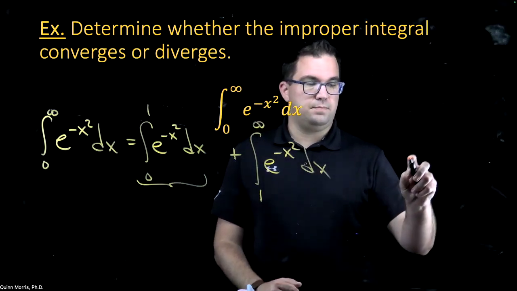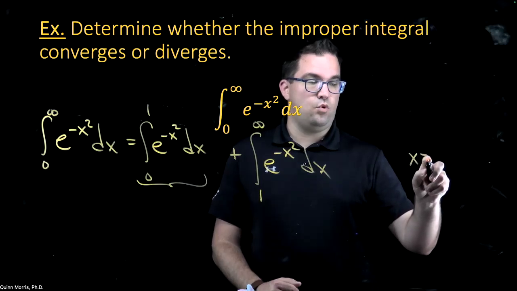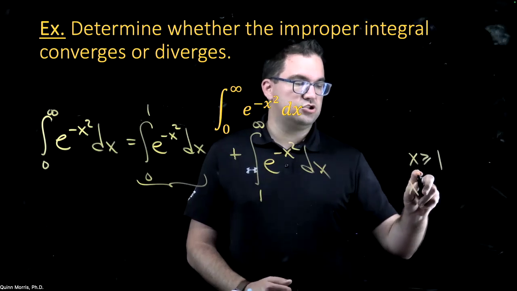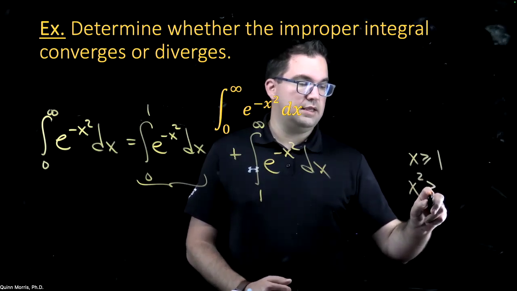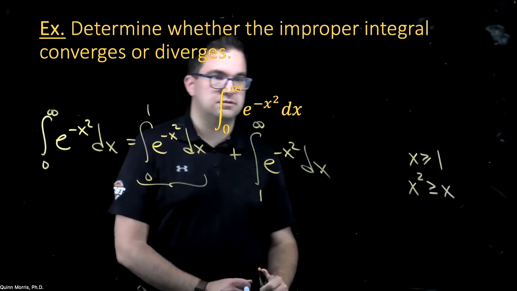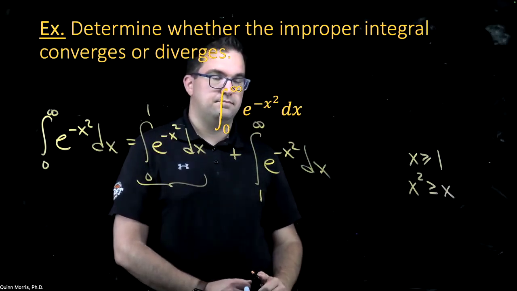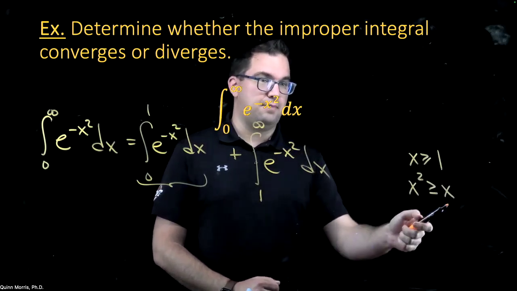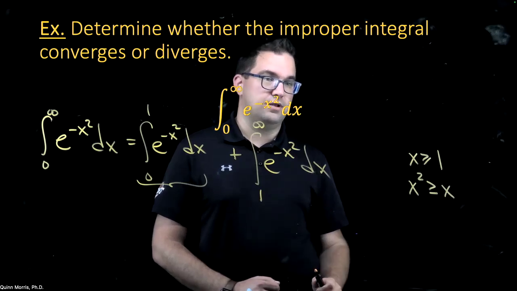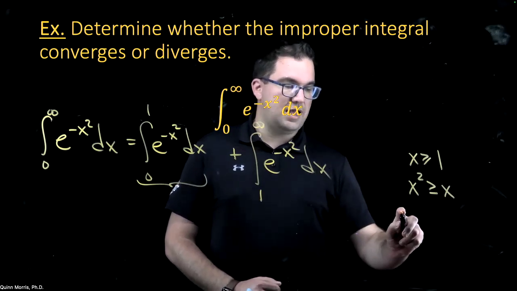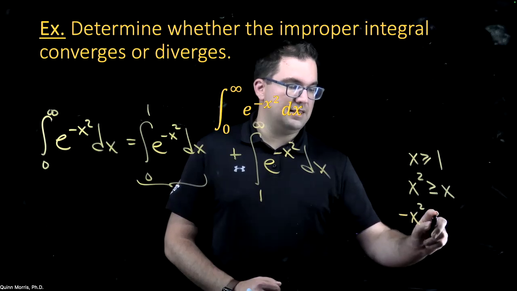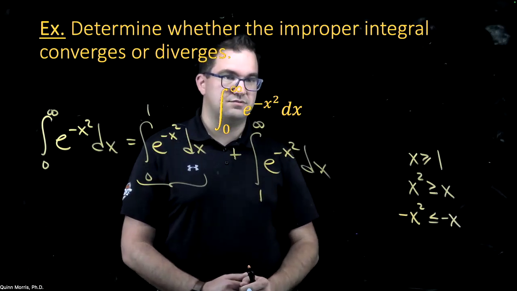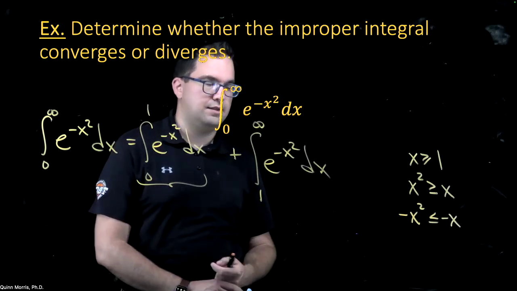Now, in general, I know that if x is greater than or equal to 1, then x squared is greater than or equal to x. Okay. So you can actually get this. If x is bigger than 1, then x is positive. You multiply both sides by x, you get x squared is greater than or equal to x. Now, if I negate both sides of this, I get that negative x squared is less than negative x. Remember, when you multiply both sides of an inequality by a negative, it flips the inequality.